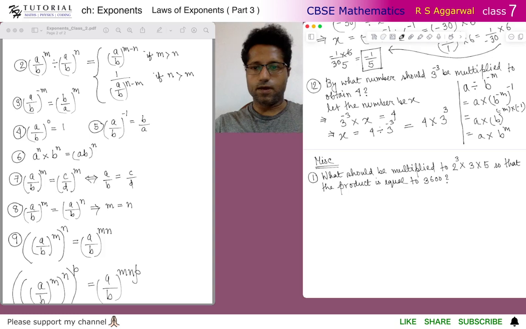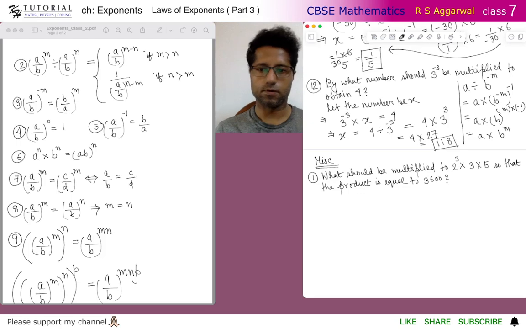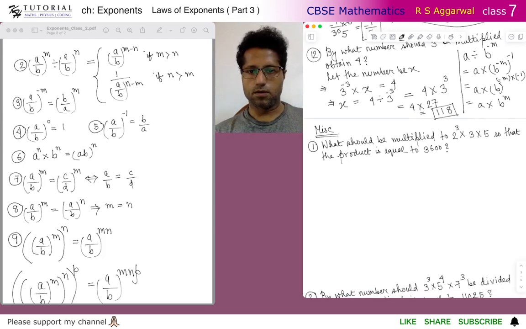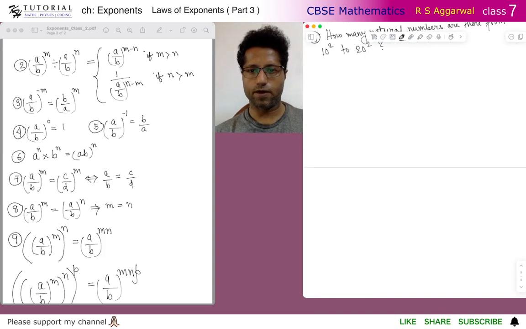Now we have 4 into 3 cube. 3 cube is 27, and 4 times 27 is 108. So this is the number that we have to multiply with 3 to the power minus 3 to give 4. Now we have 5 miscellaneous problems.